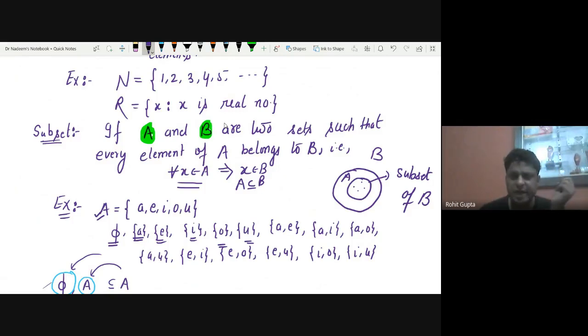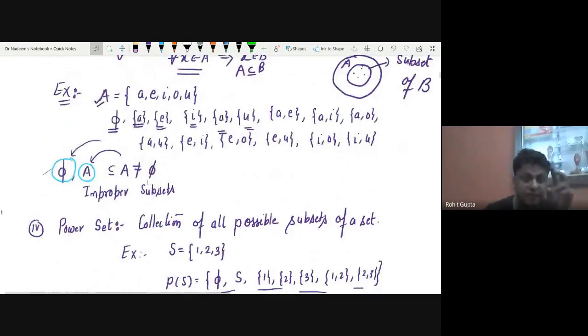If we have a non-empty set A, it means there is at least one element in the set. So there are two subsets: phi, the empty set, which is always a subset of every set, and the set itself. These two subsets are known as improper subsets, and the rest, other than these improper subsets, are said to be proper subsets of a set. Now we talk about the power set. What is the power set? The collection of all possible subsets of a set.